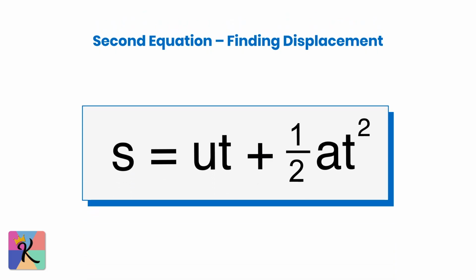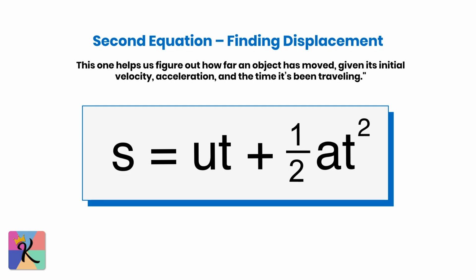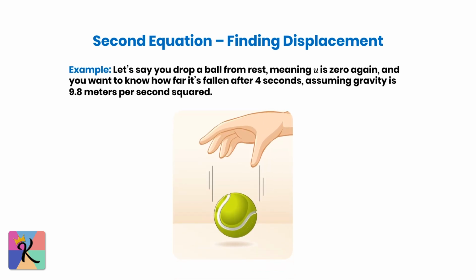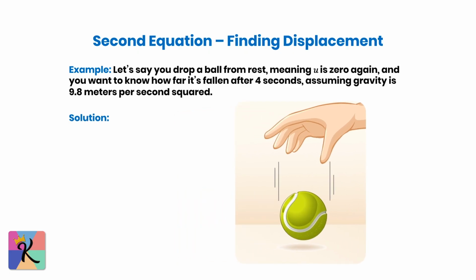Next up, we have the equation for displacement. s equals ut plus 1/2 at squared. This one helps us figure out how far an object has moved given its initial velocity, acceleration, and the time it's been traveling. Let's say you drop a ball from rest, meaning u is 0 again, and you want to know how far it's fallen after 4 seconds, assuming gravity is 9.8 meters per second squared.